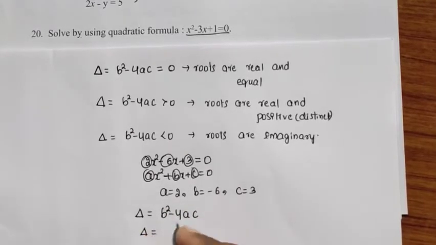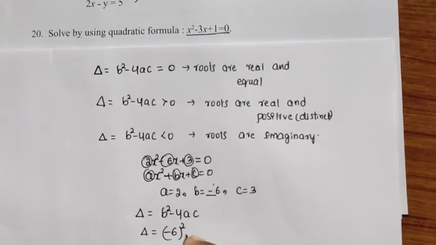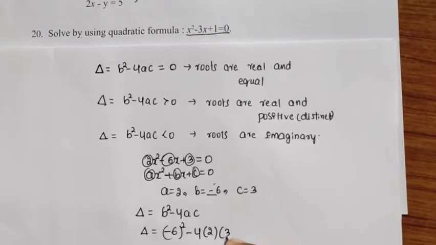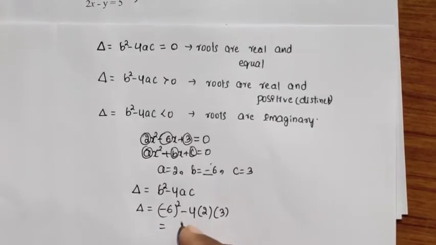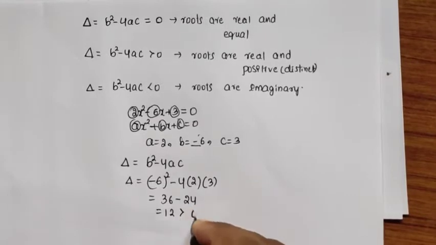So del is equal to b square minus 4ac. B is how much? Minus 6. Minus 6 square minus 4 into a is 2 and c is 3. Minus 6 square is how much? 36 minus 4 2s are 8, 8 3s are 24. So this will be what? 12. This is greater than 0.